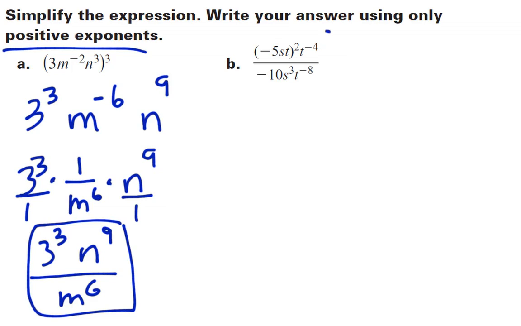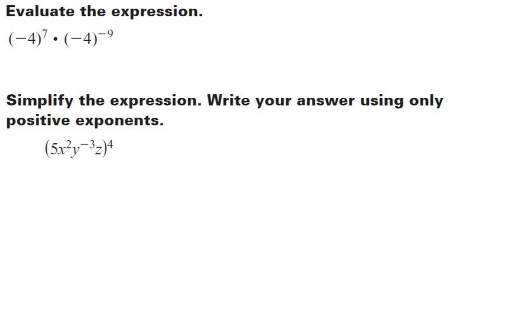Okay, this one is not really that different. It just has more variables, and it looks like this 5 divided by 10 is going to simplify at some point.